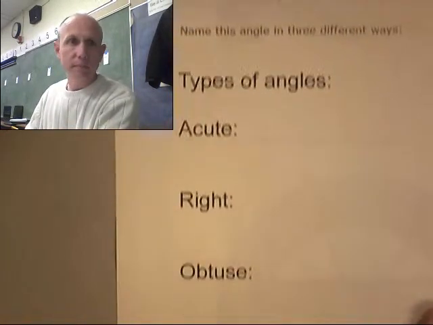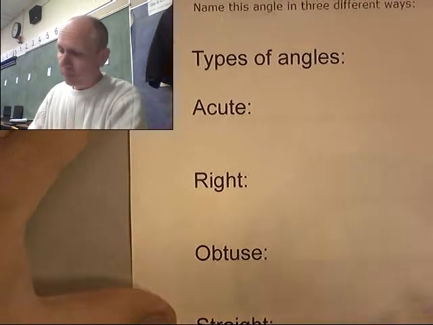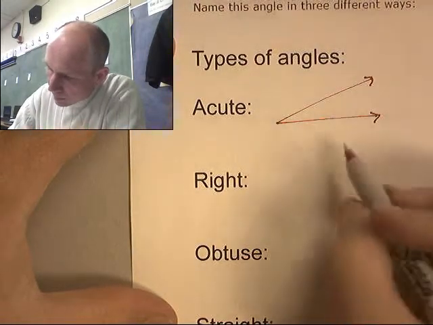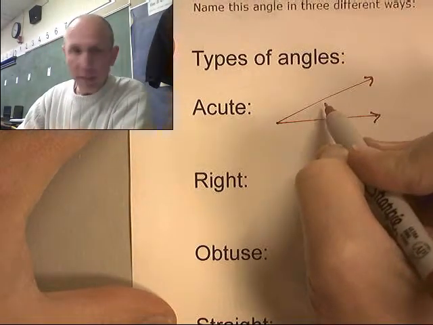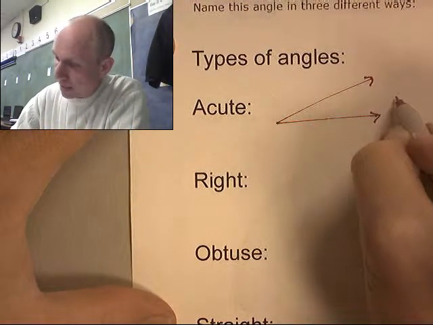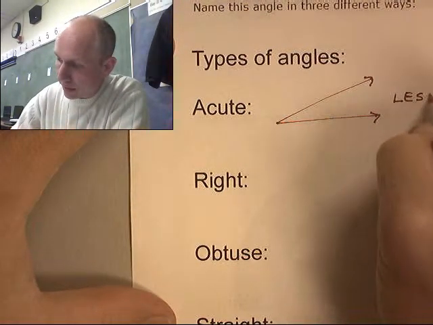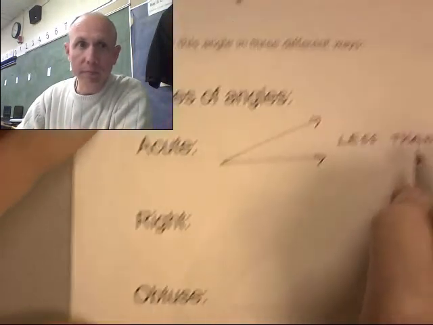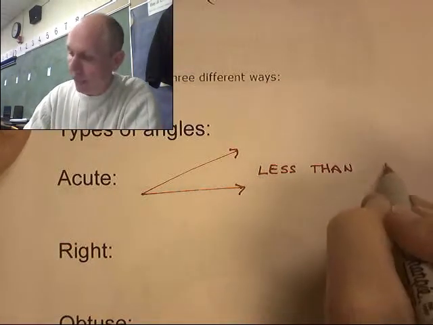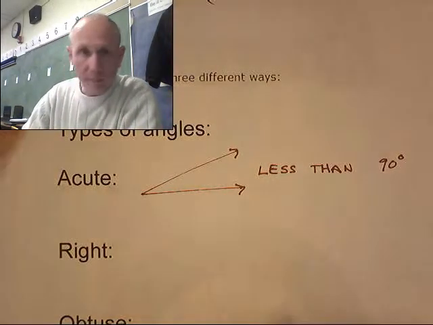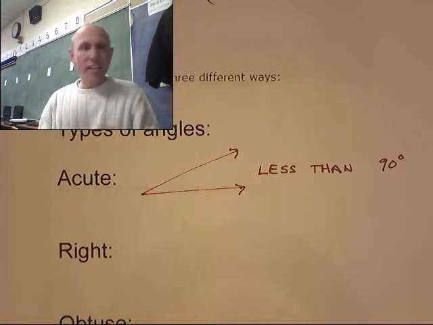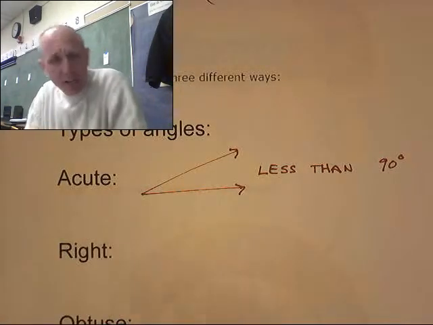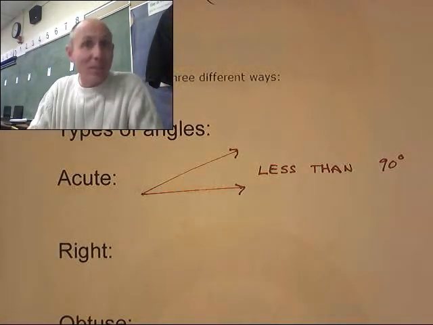Types of angles. An acute angle has a measurement of less than 90 degrees. So less than 90. Less than 90 degrees. And one way to remember that is the word cute. Oh, look at it. It's a cute little baby angle. Just a little baby angle. Yeah? Acute. It's a little angle.